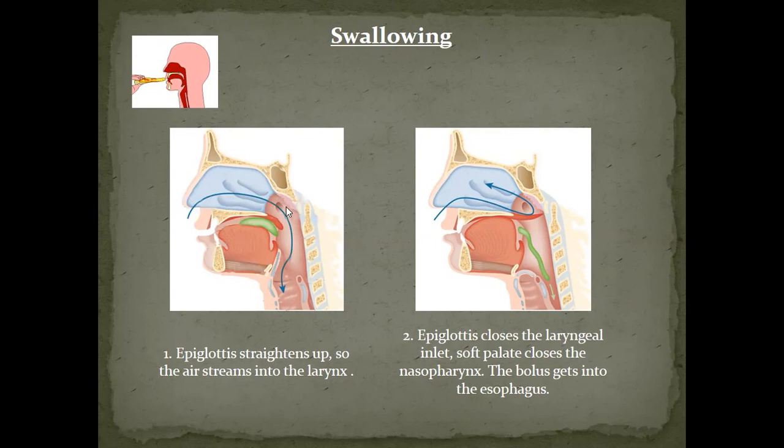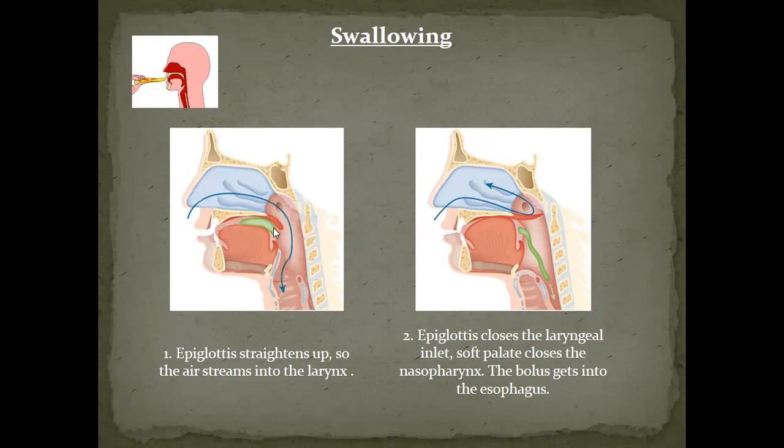As we breathe in, as we inhale, the soft palate is hanging downwards, and the epiglottis, this cartilage which surrounds the inlet of the larynx, is straight up. So the air can pass through the nasal cavity, nasopharynx, oropharynx, laryngopharynx, and then gets into the larynx.